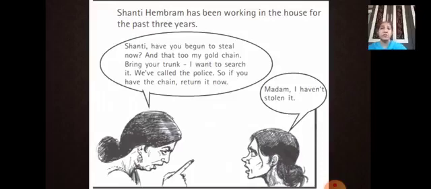Now she is called Shanti. Shanti, have you begun to steal now? And that too my gold chain. Bring your trunk. I want to search it. We have called the police. So if you have the chain, return it now. This is what Mrs. Shinde asked Shanti. Then what did Shanti reply? Madam, I haven't stolen it.